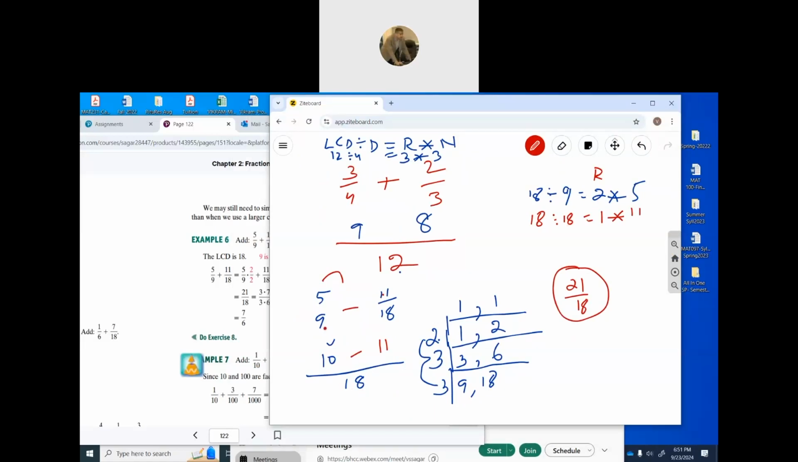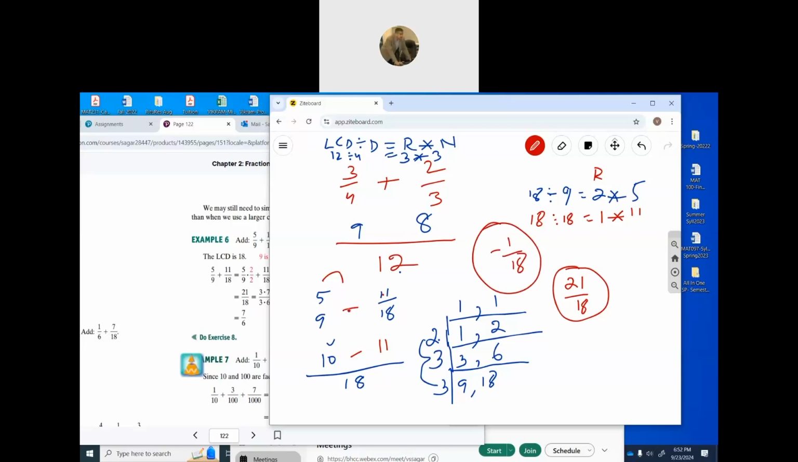So 18 divided by 9, which is 2, times 5, which is 10. And then 18 divided by 18, which is 1, times 11, which is 11 here. So now my answer is going to be what? What's my answer? I'm going to write on this number anyway. -1. Yes. So it means -1 over what? Don't forget 18. 18, right?